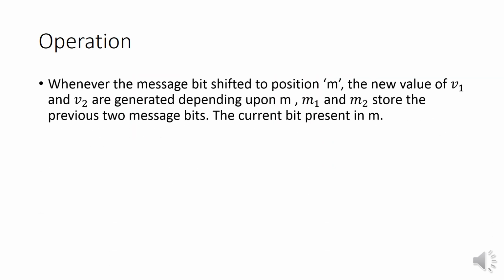What is the main operation done in convolutional coding? Whenever the message bit is shifted to position M, the new values of V1 and V2 are generated depending upon M, M1 and M2. So we have to store the previous two message bits. The current message bit is present in M. V1 is equal to M plus M1 plus M2, that is a mod 2 operation, and V2 is equal to M plus M2.